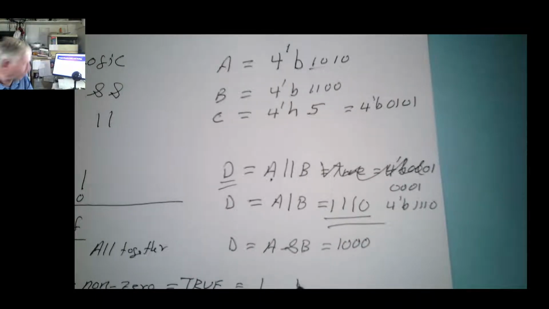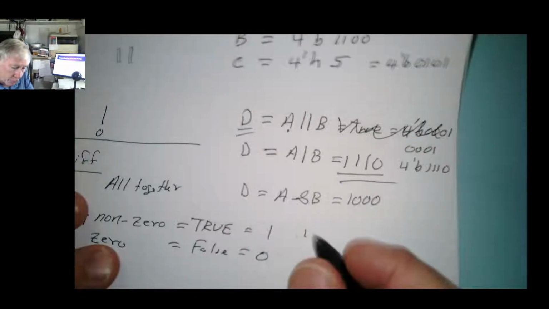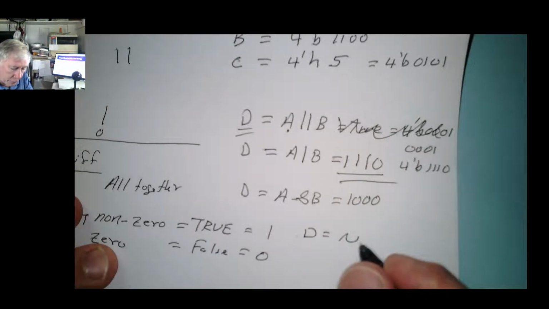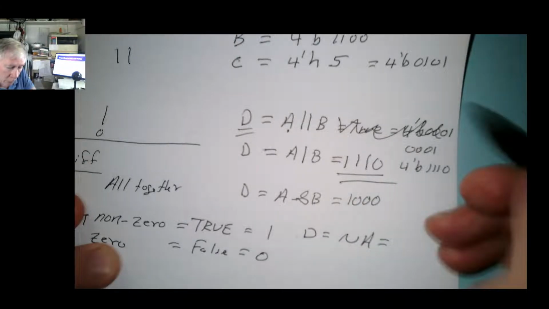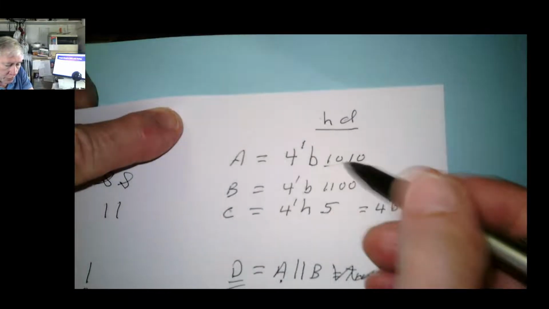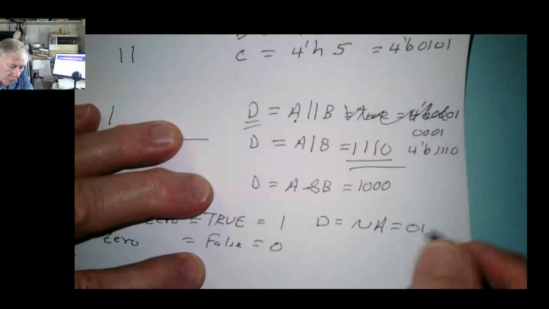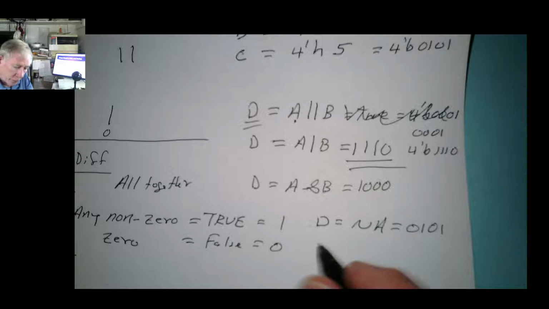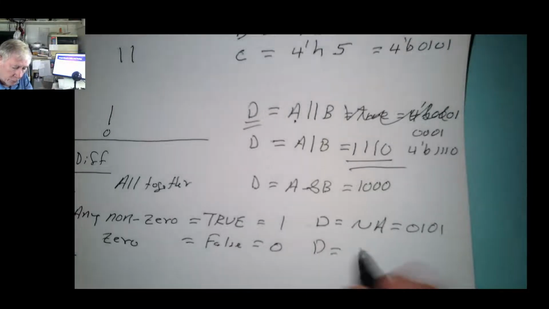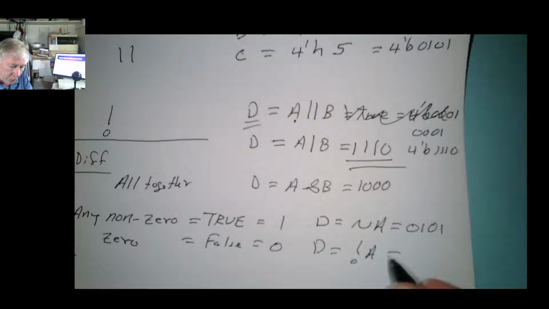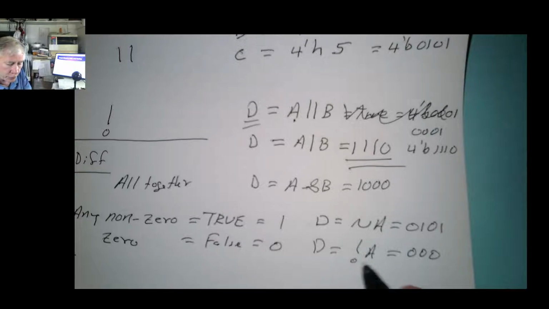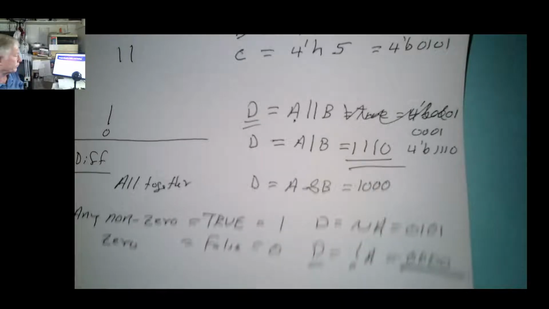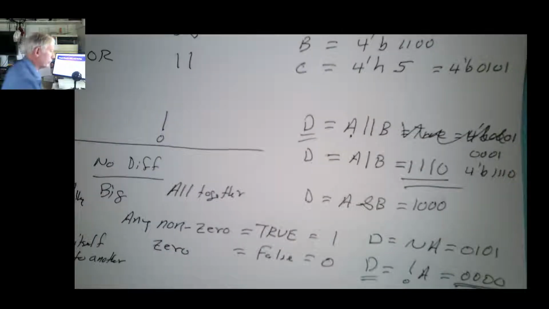If we say D equals the bitwise invert of A, what's that going to be? Well, we're going to take all the bits in A, 1, 0, 1, 0, and we're going to flip them: 0, 1, 0, 1. So that would equal 0, 1, 0, 1. What if we did the logical invert? D equals the logical invert of A. That's just going to equal 0 because A is non-zero, so it's true. The logical inverse of true is false. And since D is a 4-bit vector, you get 4 zeros. All right, so that hopefully shows you.